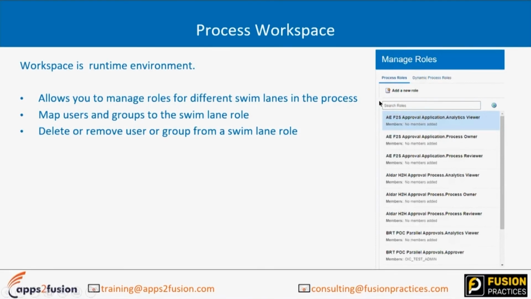Whenever you create a process, I'll explain exactly what a swim lane is. But whenever you create a business process, for each and every process, there are by default some set of roles associated. Apart from that, you can also create a new role in your process application, and you can associate a specific set of users or a specific set of groups with that particular role. You can also add or remove a user to a swim lane role, or manage a group of people who can take an action on this particular request.